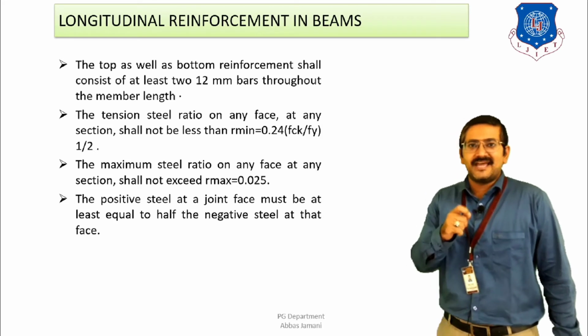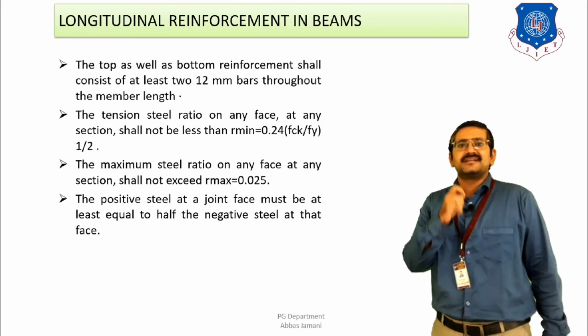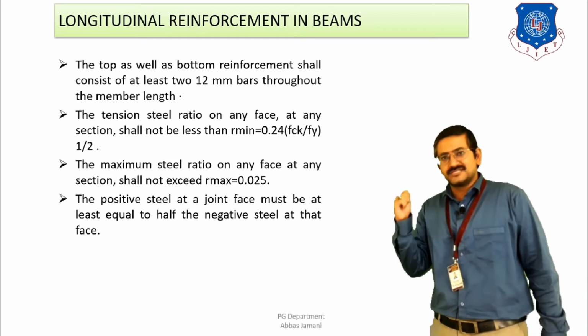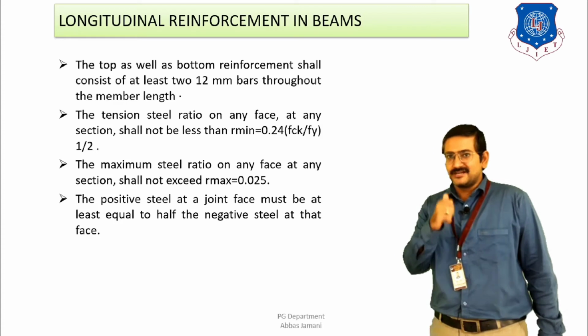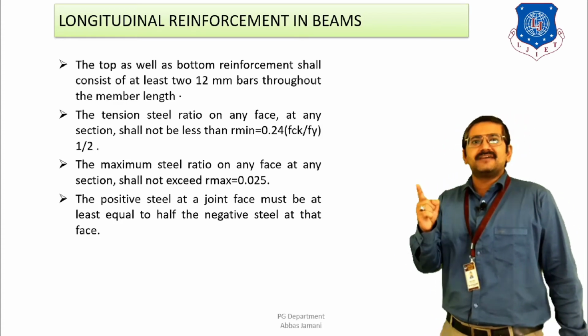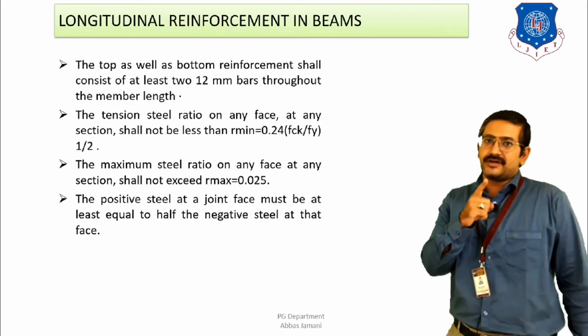Now these guidelines are to be followed for primary members only, that is the members that are taking part in the lateral load resistance system. For secondary beams, these clauses will not be applicable. That has to be understood, right? So for beams that are going from column to column, if this frame is a lateral load resisting frame, then these guidelines of IS 13920 have to be followed.